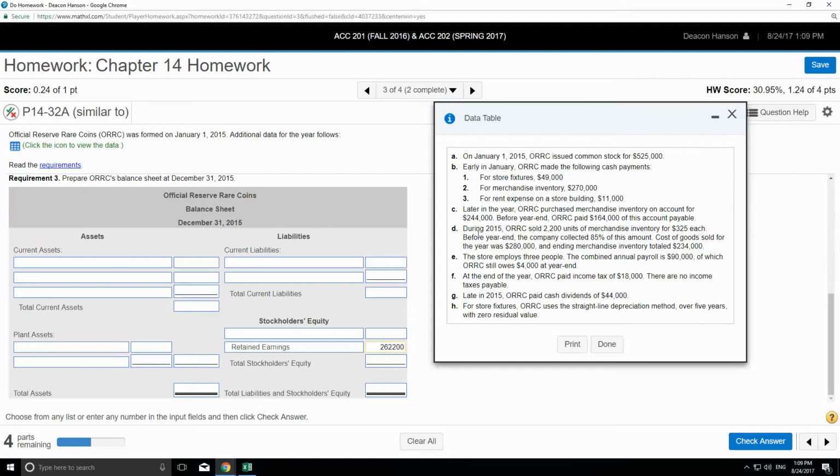Okay. Now we can go back through it, right? Starting with item A, if they issued $525,000 in common stock, that will be the common stock balance in stockholders' equity. I got it right from there. And it looks like they didn't issue any more stock, so that's going to be the balance, right? Then we can add that up to get our total stockholders' equity.